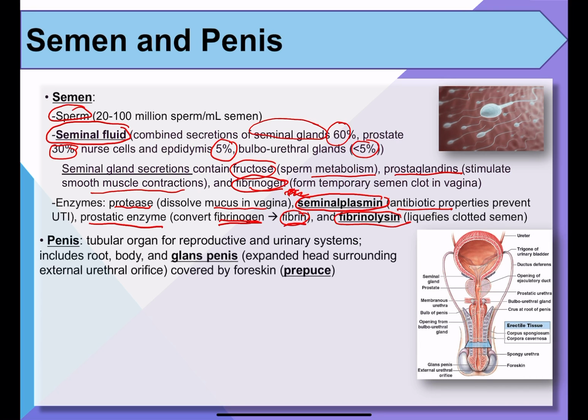Okay, and last but not least, the sperm cells arrive at the penis, which is a tubular organ for the reproductive and urinary system. Like I've said, it includes the root portion of the penis, the root, the body, and then the head. The head has a fancy name, glans penis, which is the expanded region surrounding the external urethral orifice where urine comes out or sperm comes out.